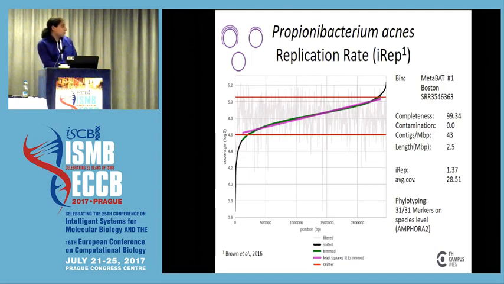IREP predicts the origin and the terminus of replication, as when a bacterium replicates, it starts with the origin of replication. There's a bidirectional replication. So I have a higher coverage at the origin of replication than at the terminus. And if I then sort my contigs and I have a predicted terminus and origin of replication, I can then estimate by the skew of this coverage if there was a replication or not.